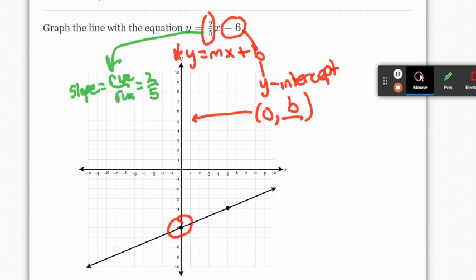If you didn't have an automatic generator like this, you would connect that line with a straight edge or ruler of your choosing, and then you would have that line graphed.